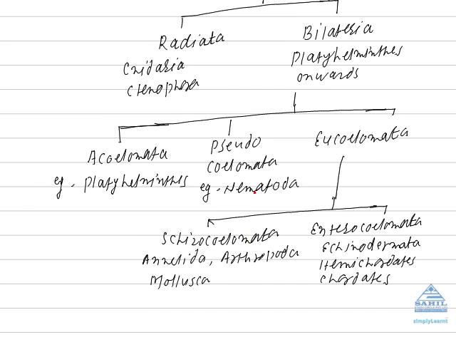Again, eucoelomates are further divisible into two types, schizocoelomate and enterocoelomate. Representatives of schizocoelomate animals are Annelida, Arthropoda, and Mollusca. And enterocoelomates are Echinodermata, Hemichordata, and Chordata.